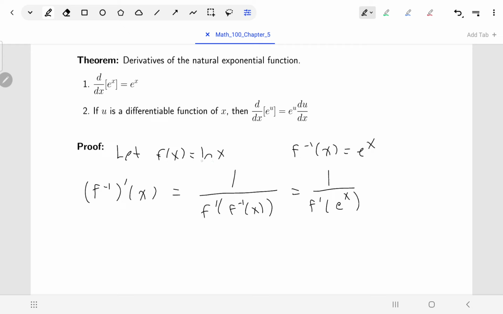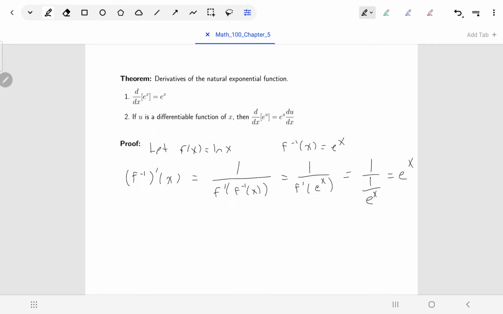f is natural log of x, so f prime is 1 over x. So f prime of e to the x is 1 over e to the x, which gives us just e to the x. So that's one way to show it. This is by our previous theorem, and we were able to use it because we knew natural log had an inverse, and we also knew that natural log was differentiable everywhere, and in fact its derivative is not equal to 0 anywhere, which means that e to the x will have a derivative everywhere. So there we go. That's one way to show it.